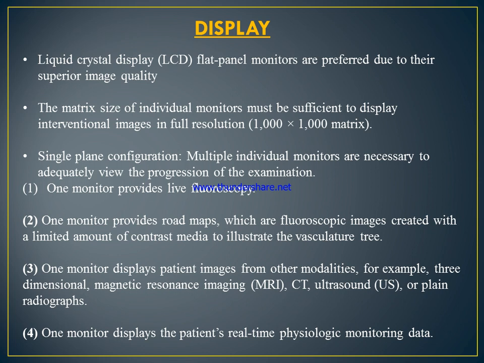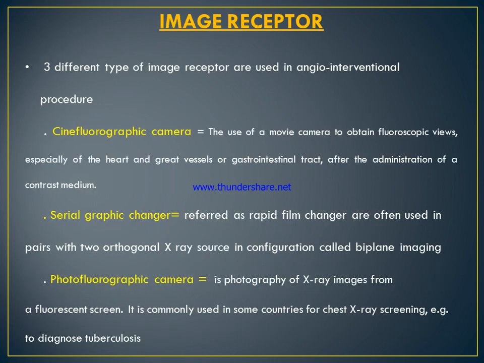And the other monitor displays patient images from other modalities, for example 3-dimensional MRI, CT, ultrasound, or a plain radiograph. The other one displays the patient's real-time physiological monitoring data. In the case of image receptors, there are 3 types used for an angiographic procedure: cine fluorographic camera, serial graphic changer, and photofluorographic camera.